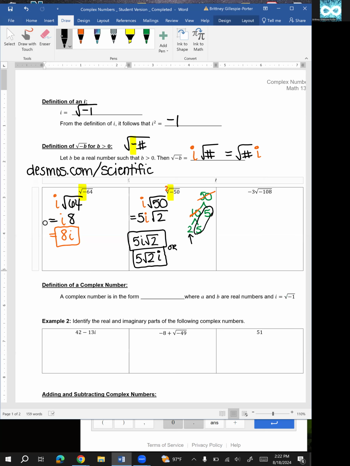Let's look at the third one. We have -3 times the square root of -108. That -3 is out front and the negative does not push into the radical. We have a negative under the square root, which means that we will be pulling out an i. So we're going to have -3 times our i square root of +108. Remember, by taking out the i, the negative goes away from under the radical.